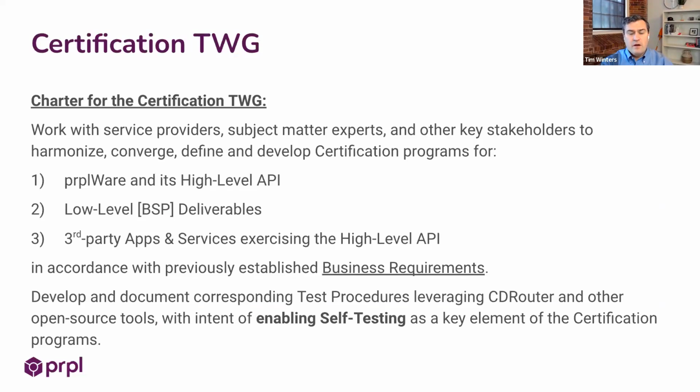So, the big things here I mentioned, the highlights are there are 3 different types of certification. One is the Purpleware, which includes the high-level API, which we're going to talk about, low-level deliverables, and third-party apps and services. And that uses the high-level API. And the big thing here, again, I just want to drive home, this is enabling self-testing. We want to allow people to grab the tools, go off and run the testing on their own. So that has some benefits. And that's really what this group is chartered to do today.